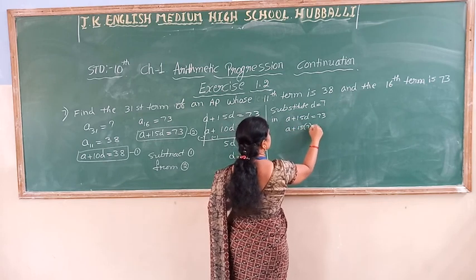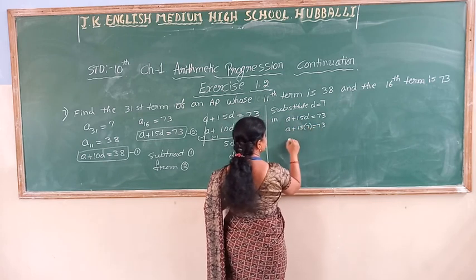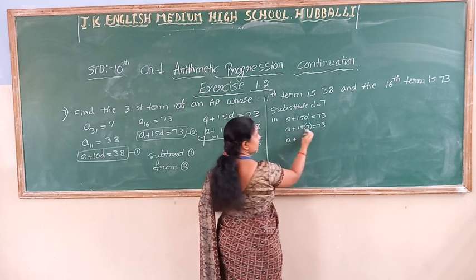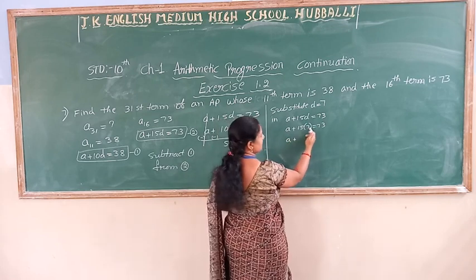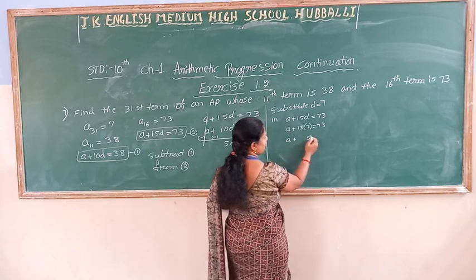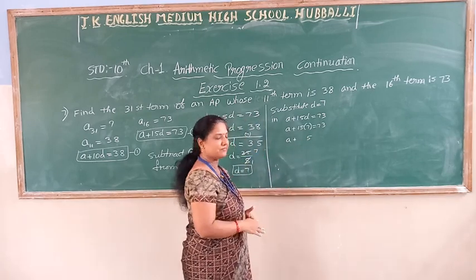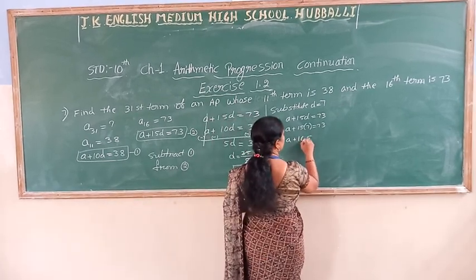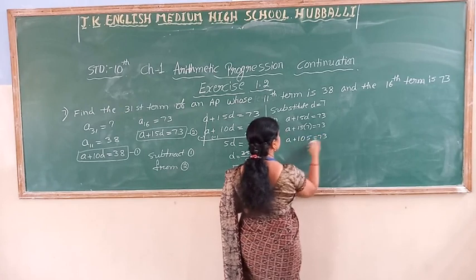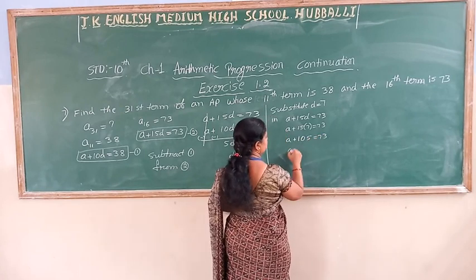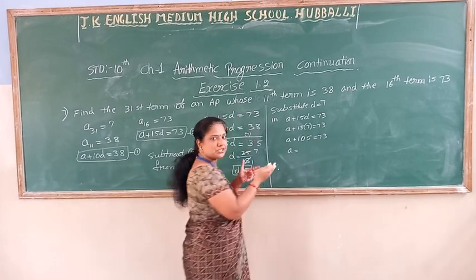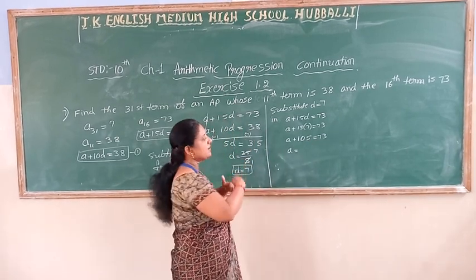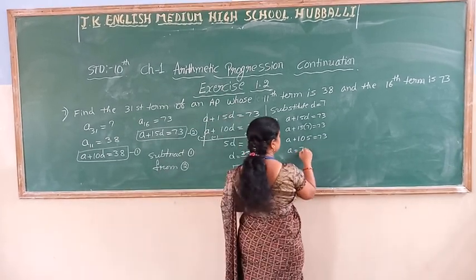15 into 7. If you multiply 15 and 7, what are you going to get? 7 5s are 35, 3 remains. 7 1s are 7, plus 3 is 10. 105 has become. So now you will take it to that side. The variable, A, we will keep on one side, and the remaining value take to that side.